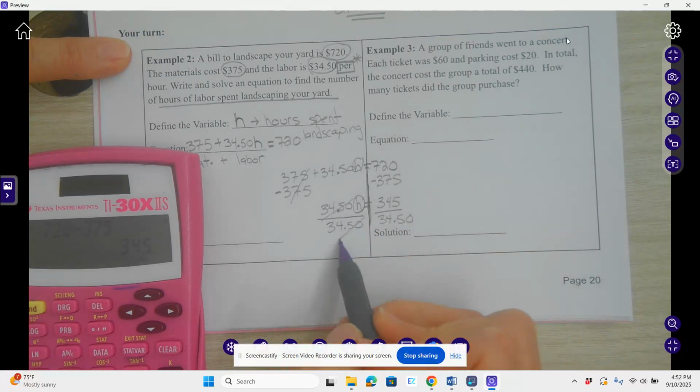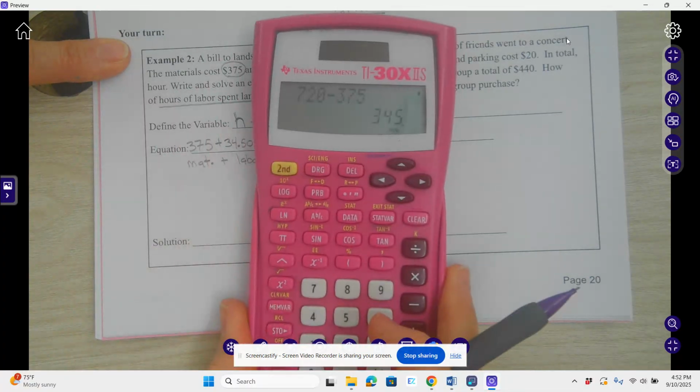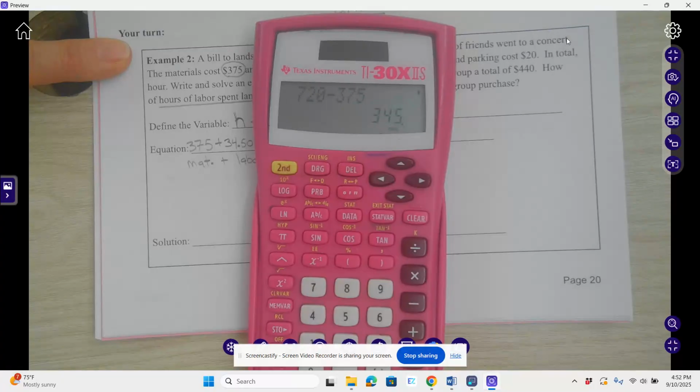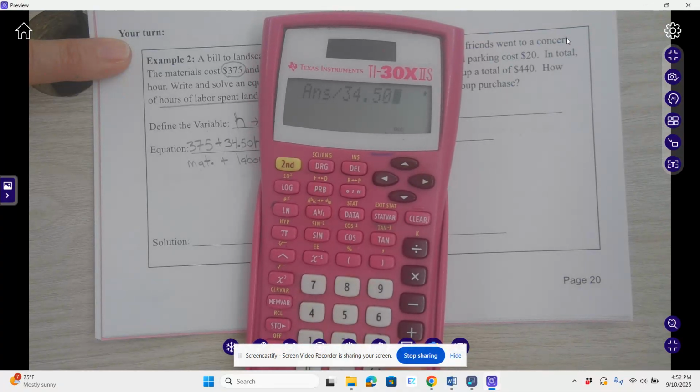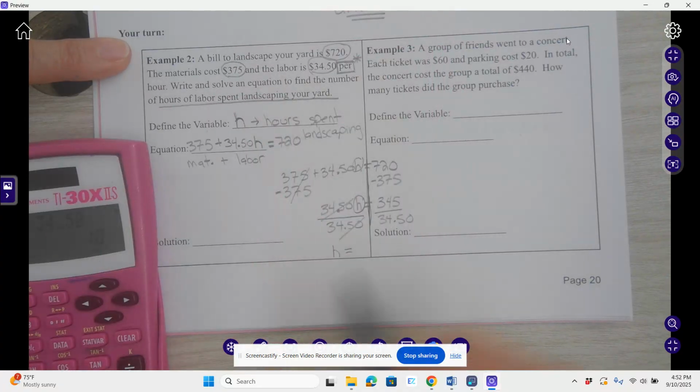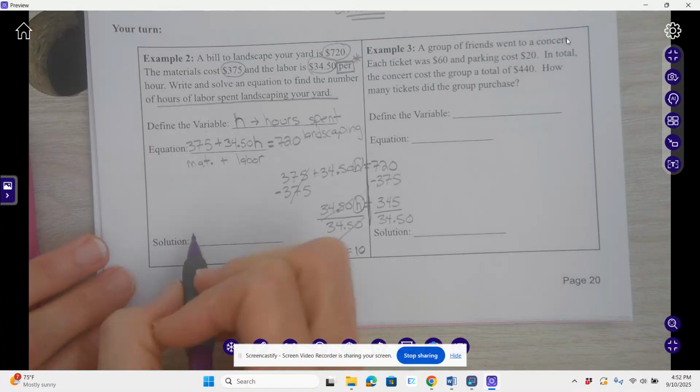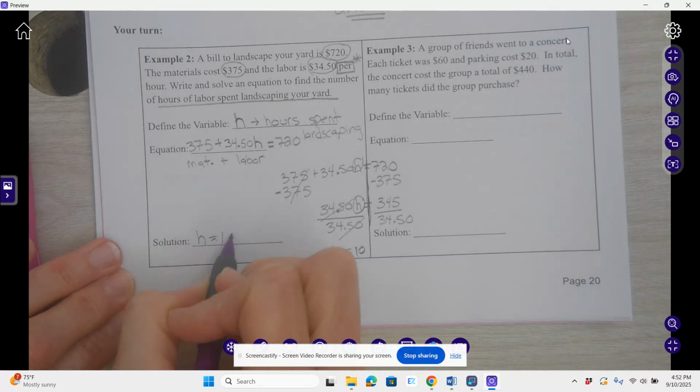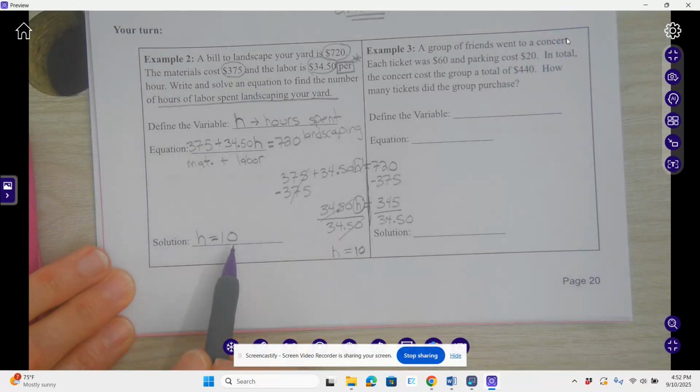34.50 divided by 34.50 is H all by itself. That's what we wanted. 345, still in my calculator. I didn't clear it. Sometimes not clearing your calculator helps. Divided by 34.50 equals 10, which you might have figured out without even putting that in your calculator. So H equals 10, but a story problem requires a story answer.